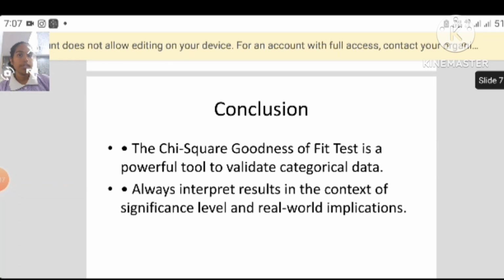At the end, let us come to the conclusion of the whole topic. The chi-square goodness of fit test is a powerful tool to validate categorical data. Always interpret results in the context of the significance level and real-world implications.